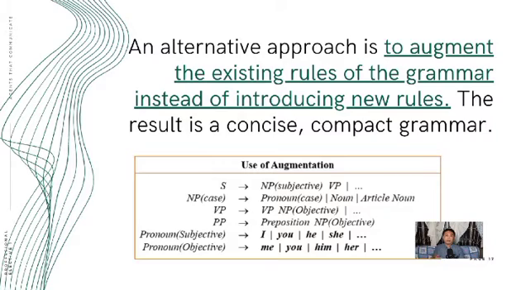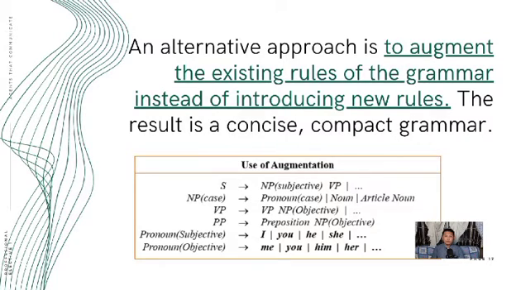An alternative approach is to augment the existing rules of the grammar instead of adding new rules. The result is a concise, compact grammar, as you can see in the slide. A table has been given to display the use of augmentation. We start by parameterizing the categories NP and pronoun so that they can take a parameter indicating their case.